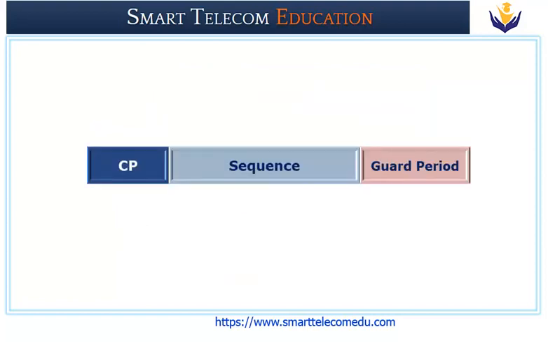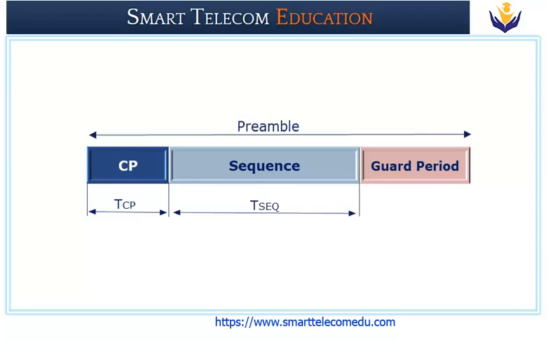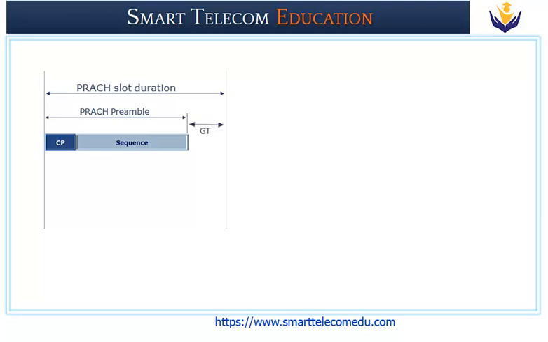The preamble is a burst, which consists of a TCP, cyclic prefix, thus allowing for an efficient frequency domain receiver at the E node B, and a sequence. The preamble length is shorter than the PRACH slot in order to provide room for a guard time to absorb the propagation delay. The guard time is required since the E node B does not know when the preambles will arrive.